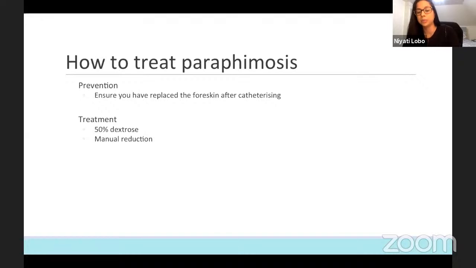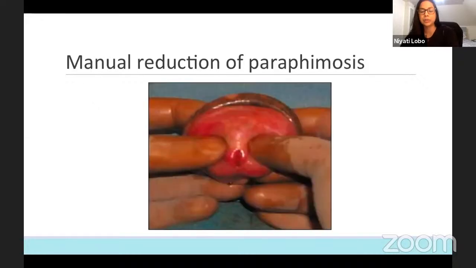Or manual reduction. This is how you do it. It's a 2-handed technique. You place 2 of your fingers under the glans, both your thumbs on top of the glans, and you're simultaneously pulling up while pushing the glans down. Now, this does hurt. And I tell patients this is going to hurt for about 5 seconds, but once it's reduced, you're going to feel so much better. You do have to apply a lot of pressure to do this. So it's not just a pathetic, weak movement. It's really pulling and pushing at the same time, and that normally works.